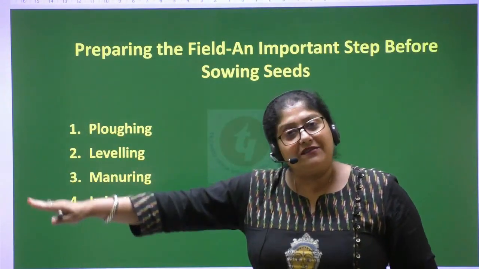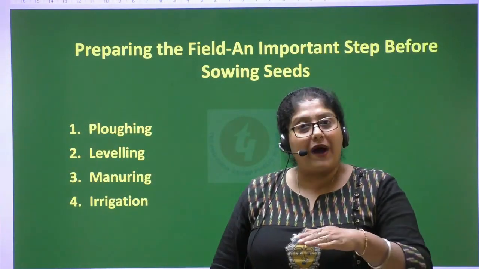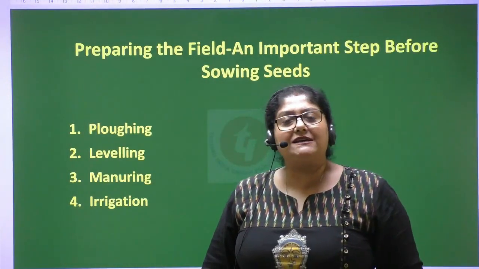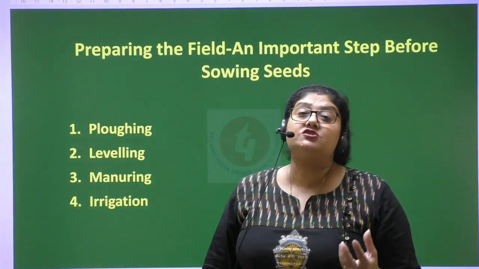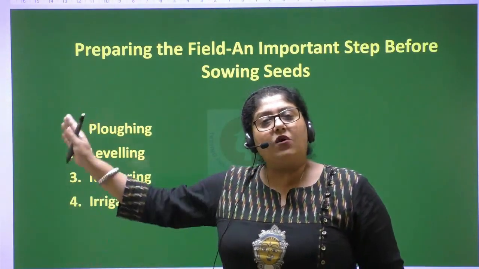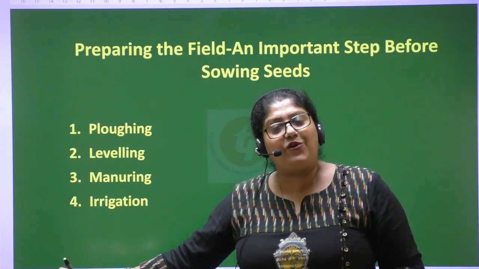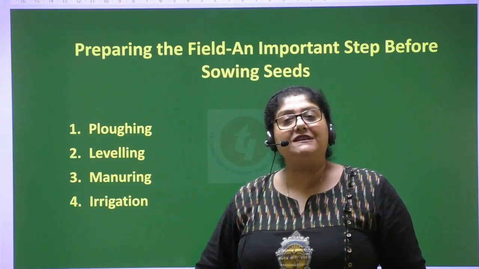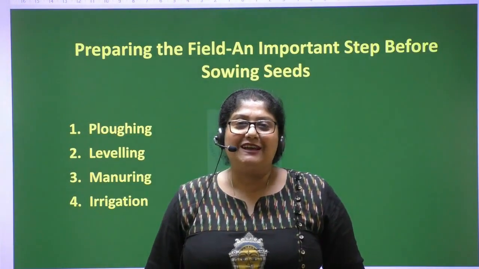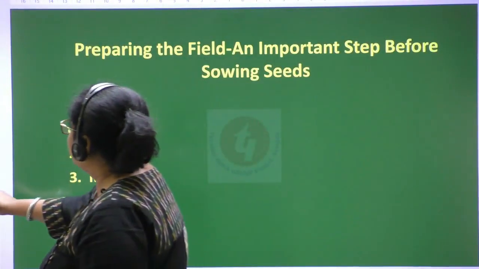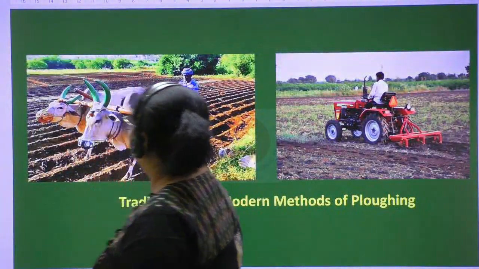Then leveling, the field has to be brought to one particular level. Then manuring and adding fertilizers, nutrients which the soil might be deficient in, and finally irrigation. Once all these steps have been performed, now the field is ready to receive the seeds. So let us see these steps one by one. We will start with plowing.